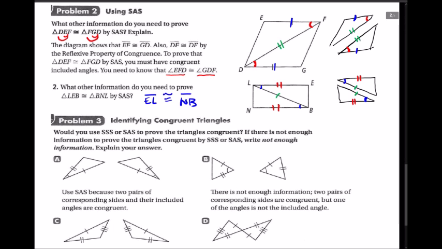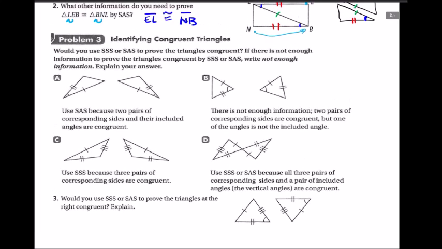Now, how did I decide what order? Well, we start here at E, and I went toward my angle. So I start here at N and go toward my angle. So that's how you name them. And we can check our congruence statement, E back to L, N back to B. So that's the right order, because it's in the proper order in our congruence statement.